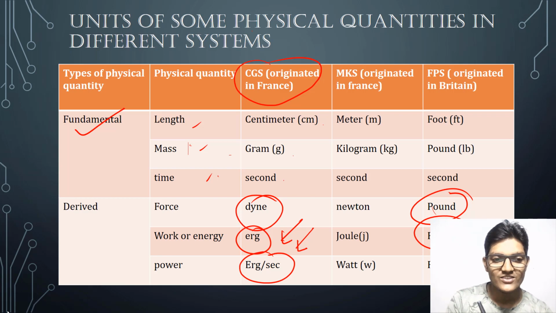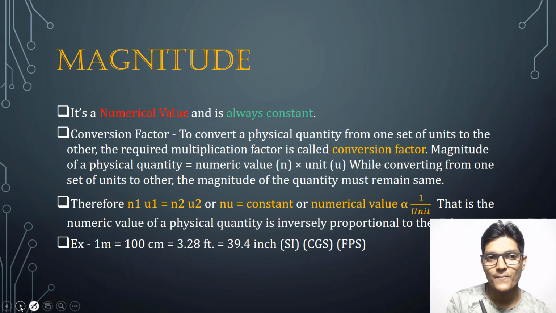Okay everyone? So it's a very basic and simple thing. Now regarding the magnitude, it's a numerical value and is always constant. For example, if you're writing 10 Newton, so this 10 is our magnitude and N is our unit.